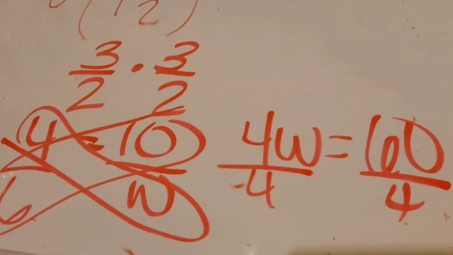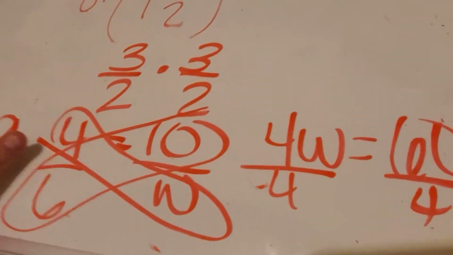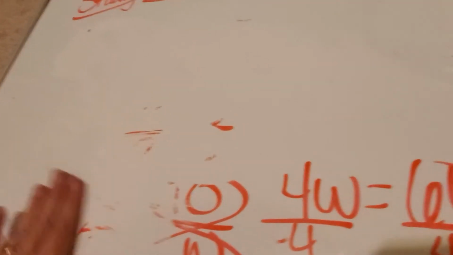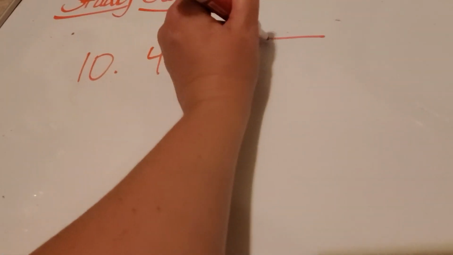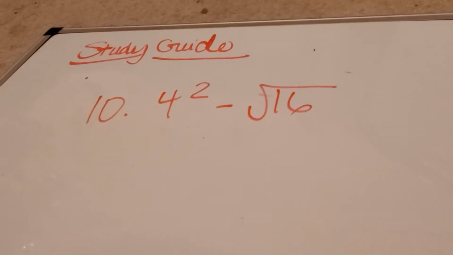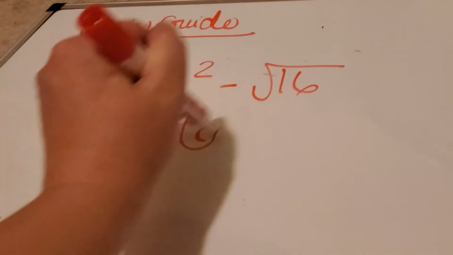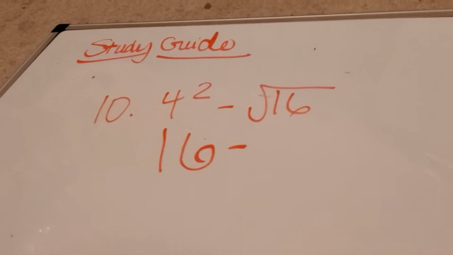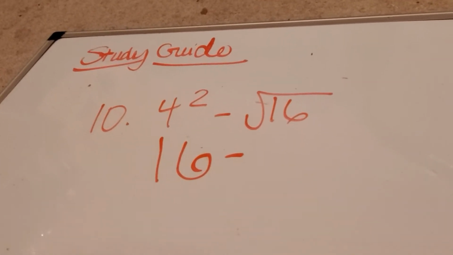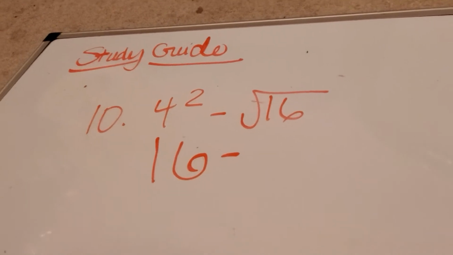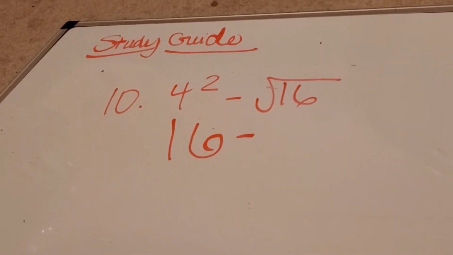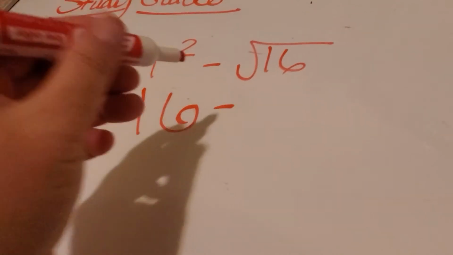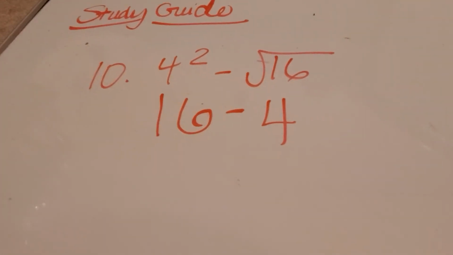Okay, number 10. 4 squared minus the square root of 4. Well, we don't see any parentheses, right? We just see exponents, and then we see a square root. Well, 4 squared, that means 4 times 4. That's 16. And what's the square root of 16? Remember, that is asking what two numbers multiplied by each other equals 16. So the square root of 16 would be 4. And you just subtract there.